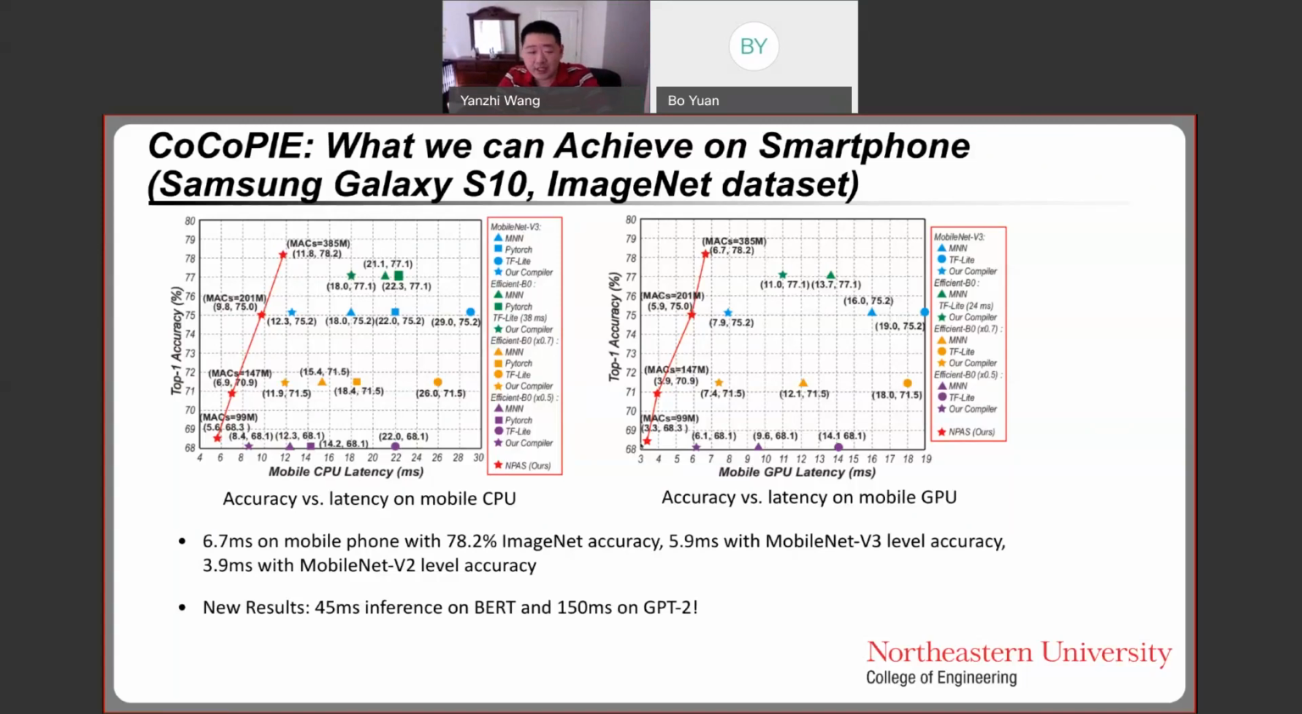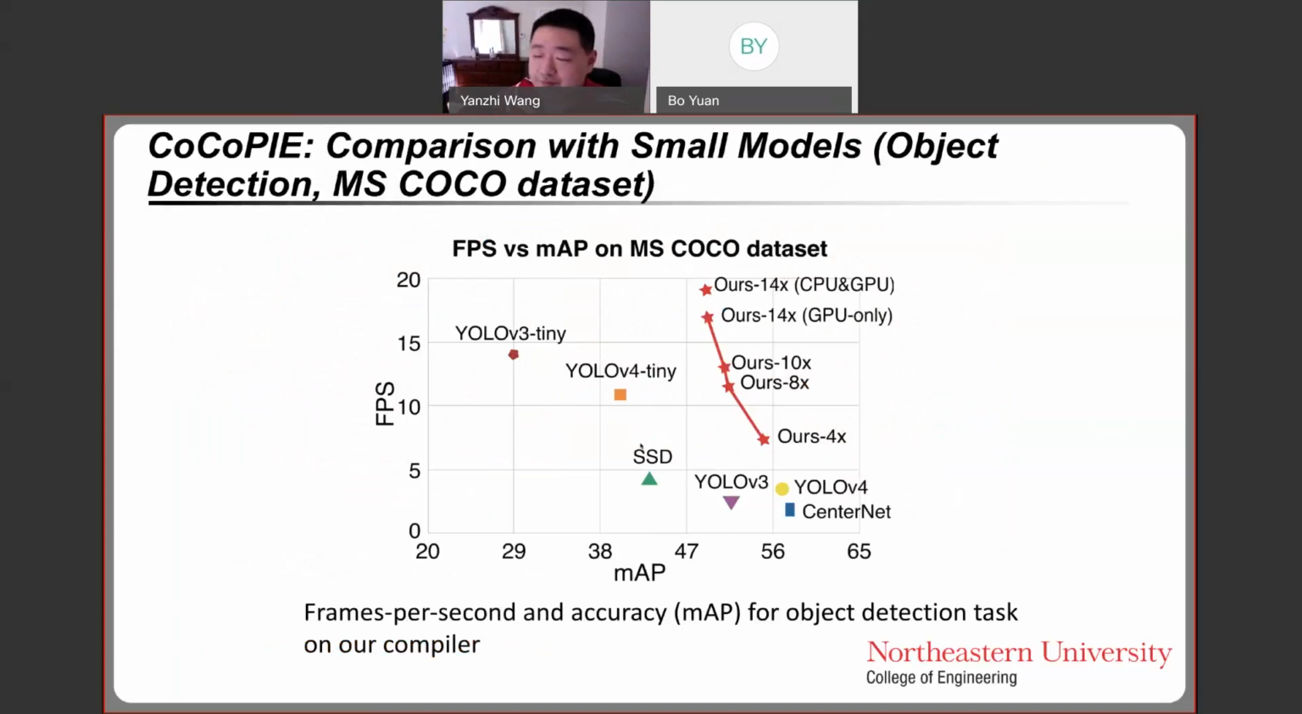And recently we got 45 millisecond inference on BERT and 150 millisecond on GPT-2, which is a prior version of the very large model, GPT-3. So we can potentially achieve real-time execution of all deep neural networks.